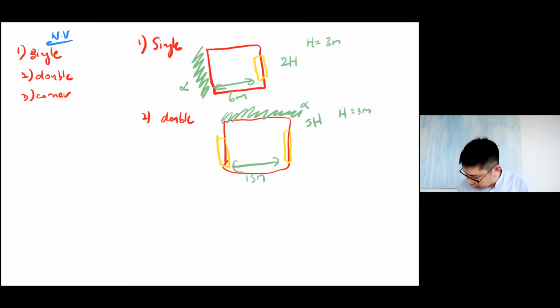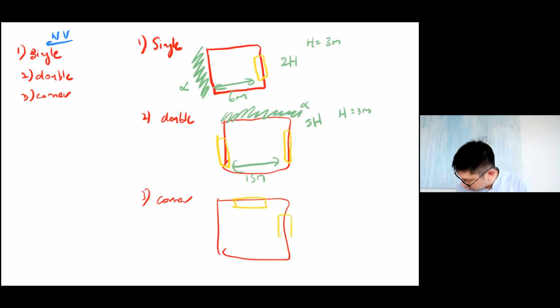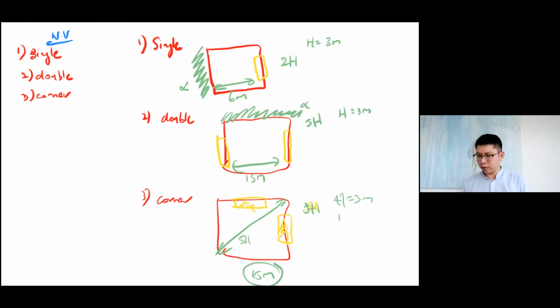The third case is corner. Corner, you have corner opening. Again, the diagonal is 5H, which means your diagonal is 5 times your height. Let's say your ceiling height is 3 meters, your maximum diagonal is 15 meters. Those are the three cases for natural ventilation area.